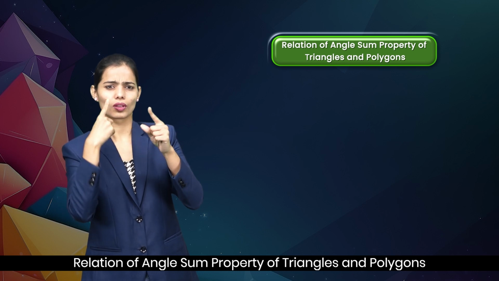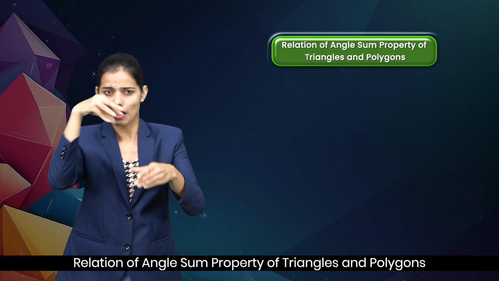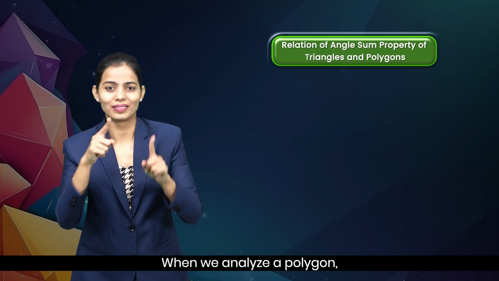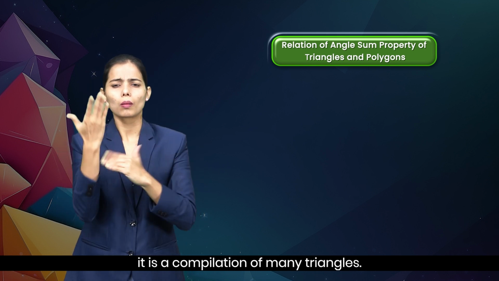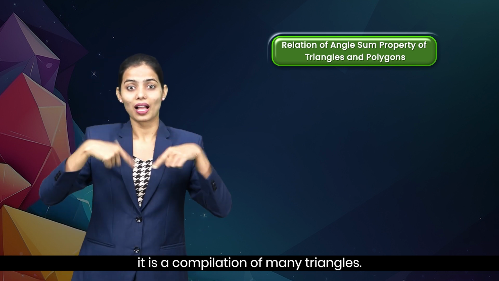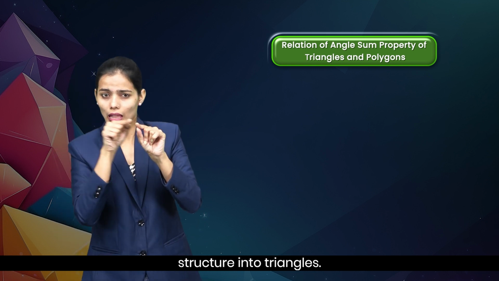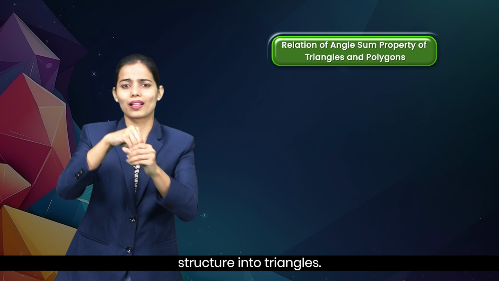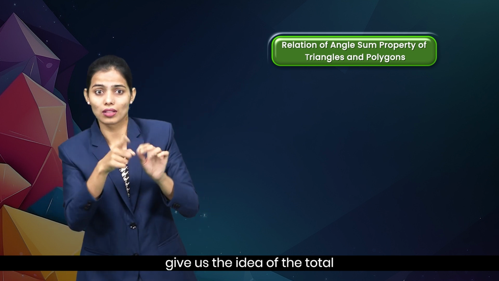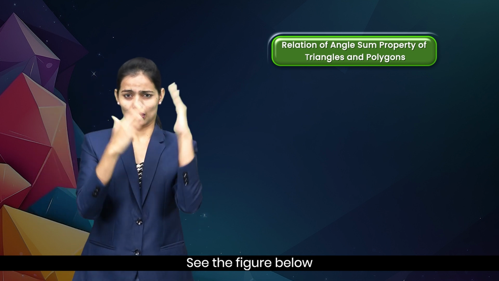Relation of angle sum property of triangles and polygons. When we analyze a polygon, we come to know that it is a compilation of many triangles. Let's see how. Take a polygon and draw diagonals that divide the structure into triangles. The number of triangles formed from the division gives us the idea of the total sum of angles in a polygon. See the figure below.